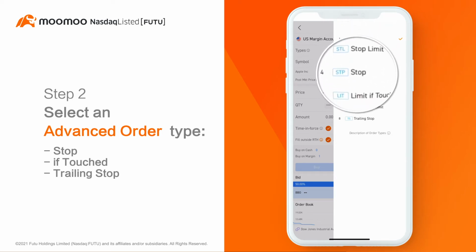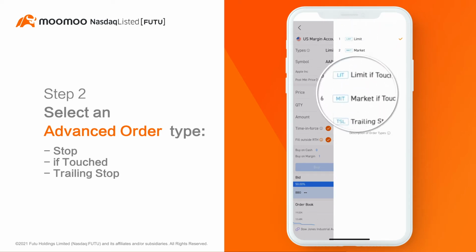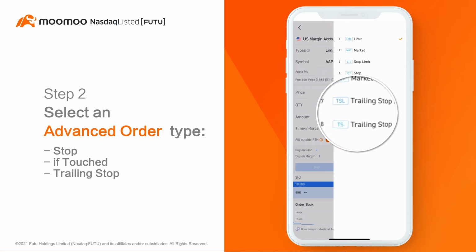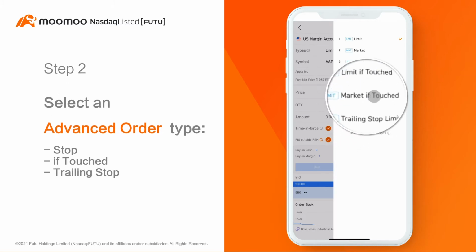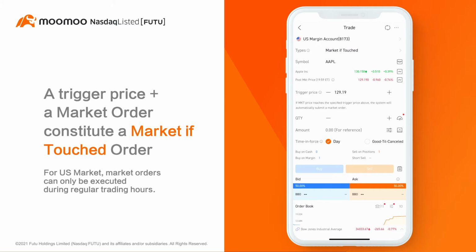These advanced orders are divided into 3 groups, all of which include the features of a limit order or market order. What is a market if touched order? A trigger price and a market order constitute a market if touched order.